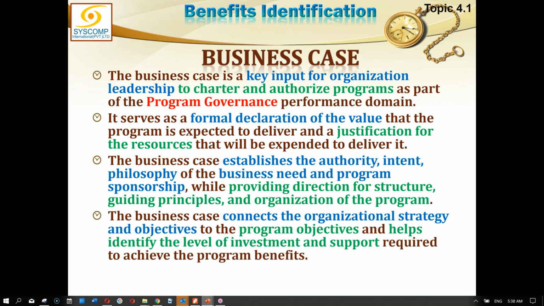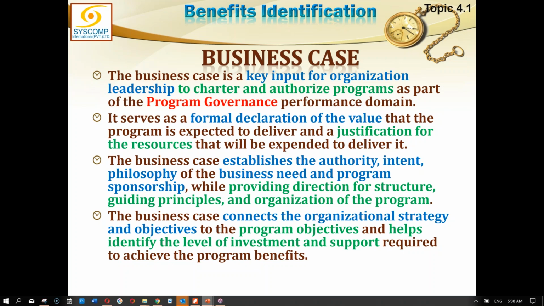Now, as we have already discussed, this all is coming out of the business case and the program charter. So, a little word about business case, which we have already discussed with Suhail a while ago. Business case, as we understand, is a key input for organizational leadership to charter and authorize program. If there is no business case, there is no charter. So, this is part of the program governance performance domain.